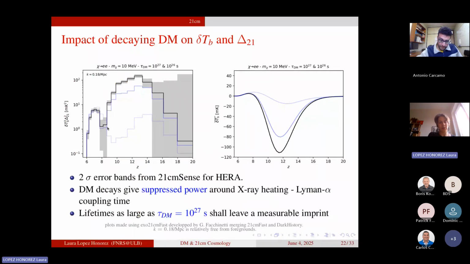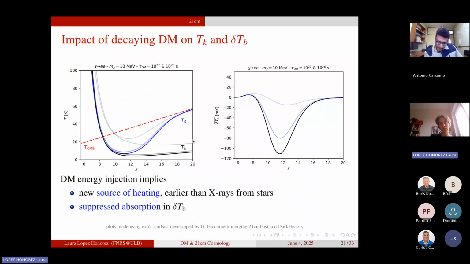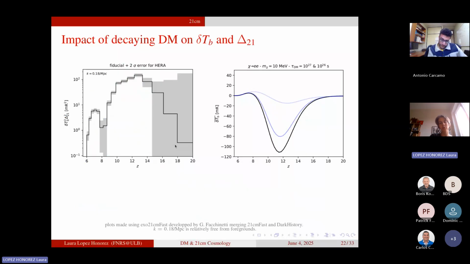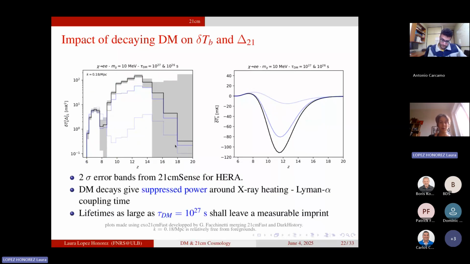What happens when I add to this fiducial scenario, which was the black line, energy injection from my decaying dark matter, which was giving rise to a suppressed absorption here, is that you suppress the power spectrum. The reason is that you heat the medium uniformly with dark matter well before the first stars did. The stars begin to heat the medium here, okay? They don't do this jump here, meaning that you have a more uniformly heated medium, meaning that you have less fluctuation, less variance of fluctuation, to suppress the power spectrum, okay? And you see that you can do that with lifetimes up to 10^27 seconds, which is already much better than what CMB could do. It looks like we can be sensitive to this effect.